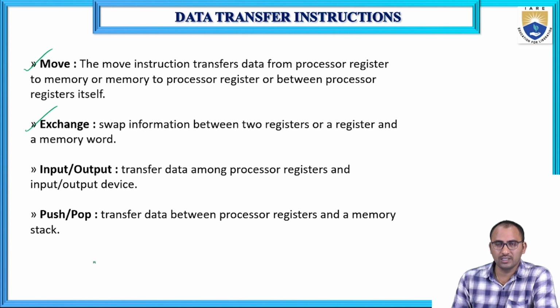Using this exchange instruction, we can swap the information between the registers, between two registers or a register and a memory word. And the next one, input or output. These transfer data among processor registers and input or output devices.